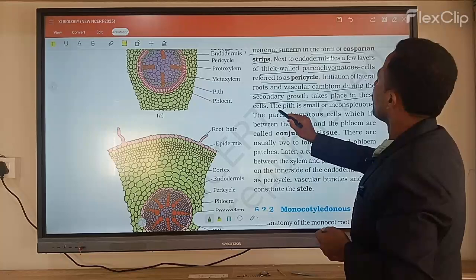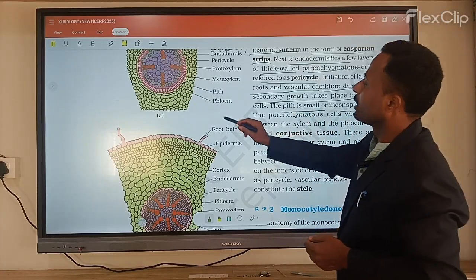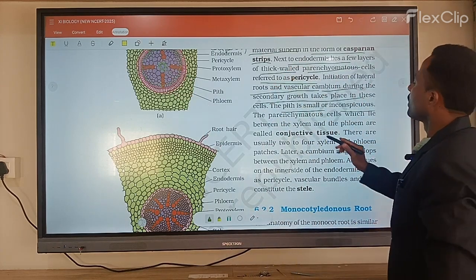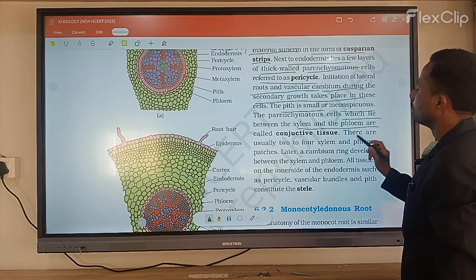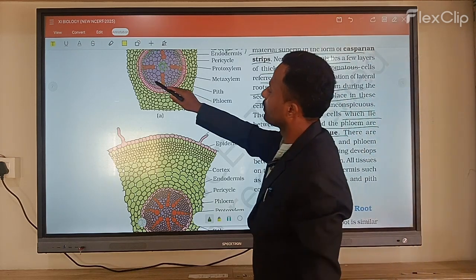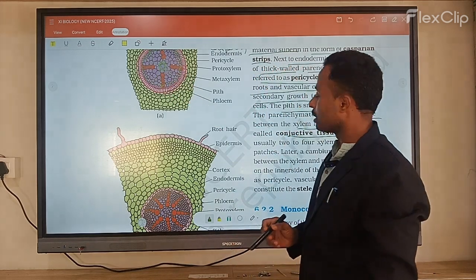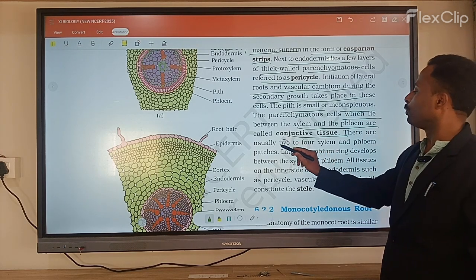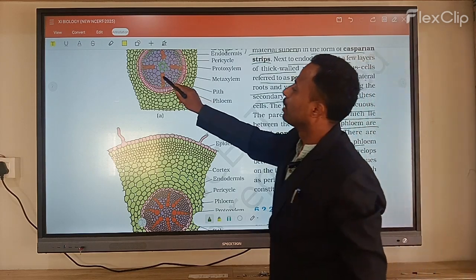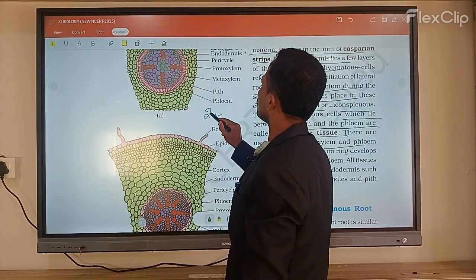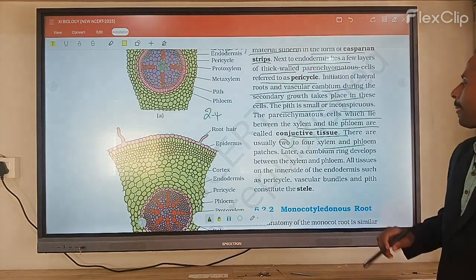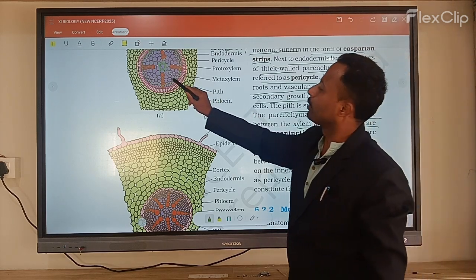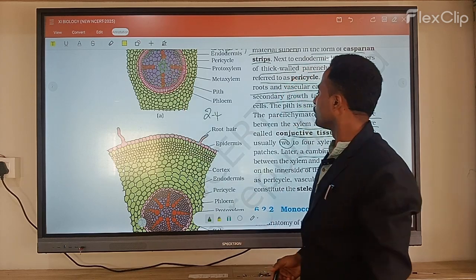Next, the pith is small and inconspicuous. The parenchyma cells which lie between the xylem and phloem form the conjunctive tissue. There are usually 2 to 4 xylem and phloem patches present. Later the cambium ring develops between the xylem and phloem, and finally a ring is formed.